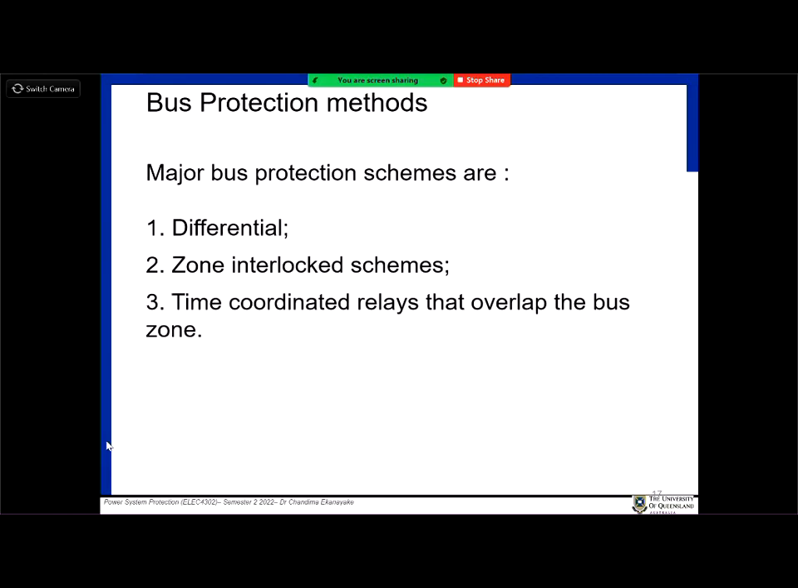So three different schemes we are looking at for bus protection. The main one is differential, and the other two are zone interlock and time coordinated. I will go through the differential one quite a bit.